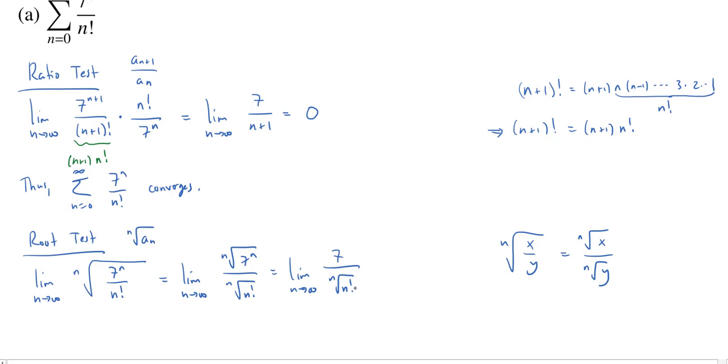We had a list of helpful tools for the root test, and one of them was that the limit as n goes to infinity of the nth root of n factorial is infinity. So in this case, the numerator is again constant, the bottom is going to infinity, and so the total limit is 0. And again, we conclude, because the root test has the same condition as the ratio test, if the limit is less than 1, then the original series is going to converge. So two different ways. Take your pick.